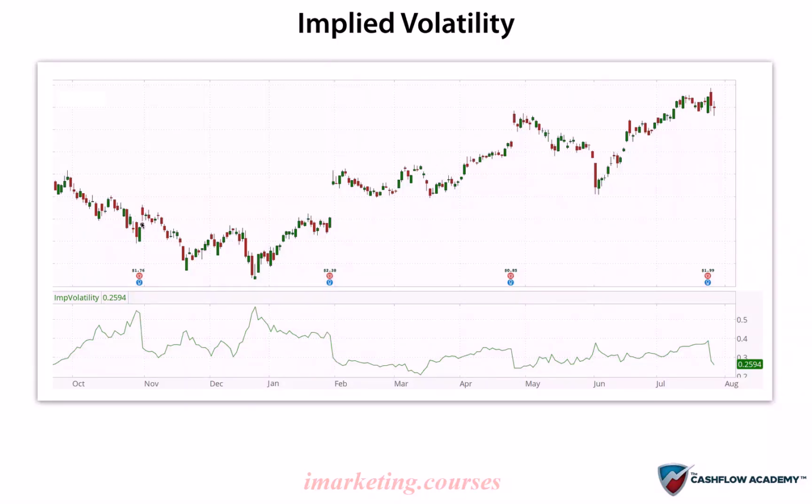I should draw that better. Here's the corporate action, and here's the drop in volatility. Here is the corporate action followed by a drop in implied volatility. Here's a corporate action followed by a significant drop in volatility. And of course, here's a corporate action, another drop.